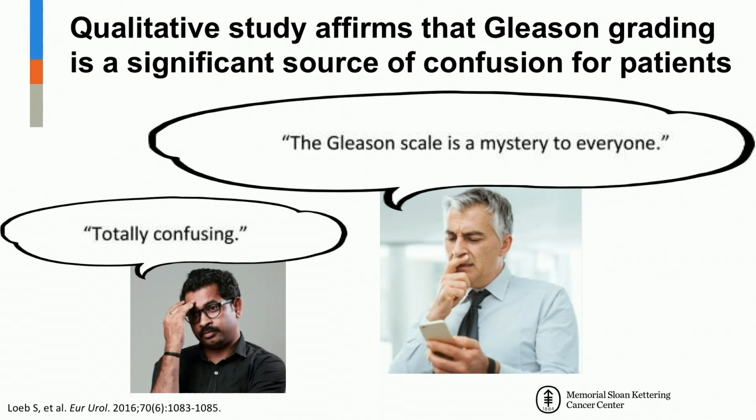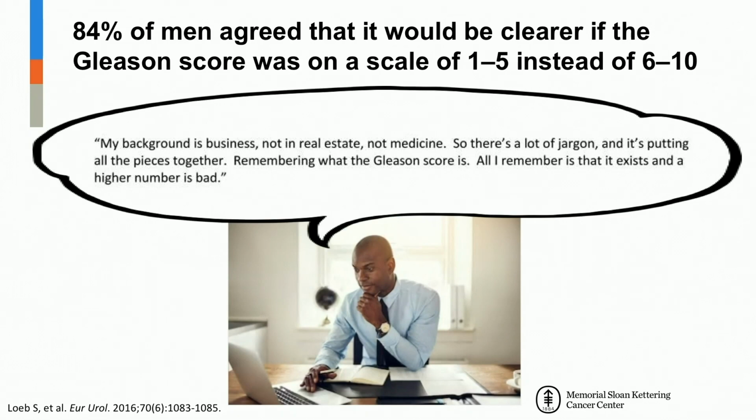Another way to tackle this problem is nomenclature. The qualitative studies affirm that Gleason grading is a significant source of confusion. It's a mystery to everyone. It's totally confusing, say patients. And 84% of men in the interviews that Dr. Loeb did said it would be much clearer if the Gleason score was on a scale from 1 to 5 instead of 6 to 10.